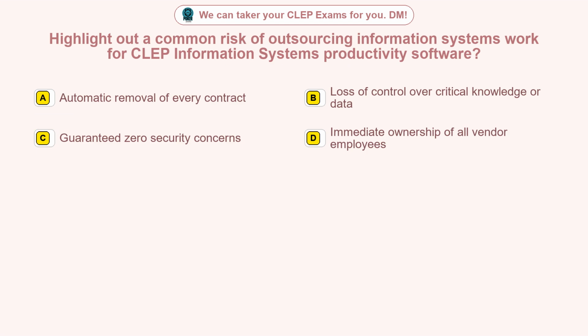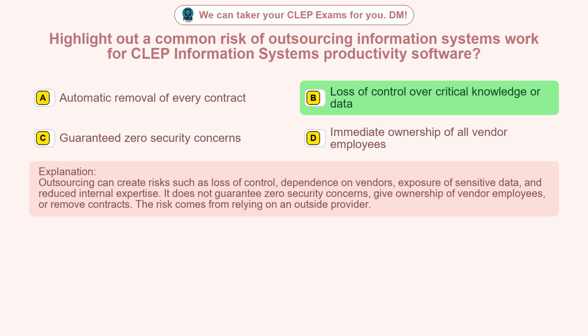Question 96. Highlight a common risk of outsourcing information systems work for CLEP Information Systems productivity software. Option A. Automatic removal of every contract. Option B. Loss of control over critical knowledge or data. Option C. Guaranteed zero security concerns. Option D. Immediate ownership of all vendor employees. The correct answer is option B. Loss of control over critical knowledge or data.